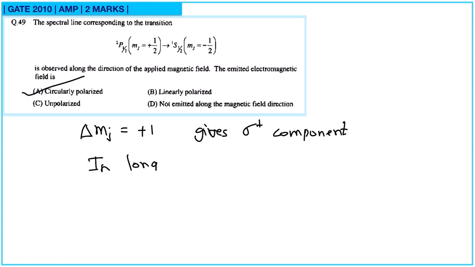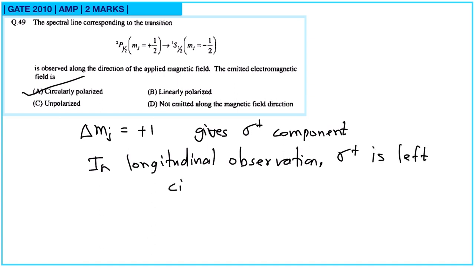In longitudinal observation, sigma plus is left circularly polarized. So here option A is correct. And if it was sigma minus, then it would have been right circularly polarized.